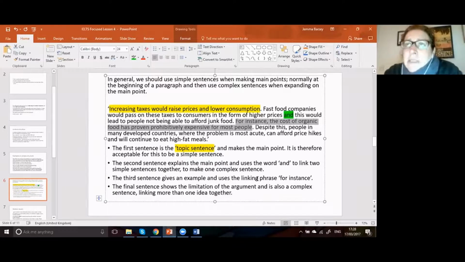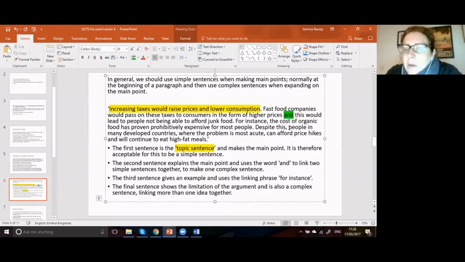So remember, complex doesn't mean difficult. Complex means that you've got a good range of grammar or a good linking device that are making your sentence more than just subject verb, subject verb object, which is the basic sentence. And then we've also got the last sentence, which is showing a limitation. So despite this, and then we've got people in many developed countries, relative clause, where the problem is most acute, can afford price hikes and will continue to eat high-fat meals. So the relative clause and my and.